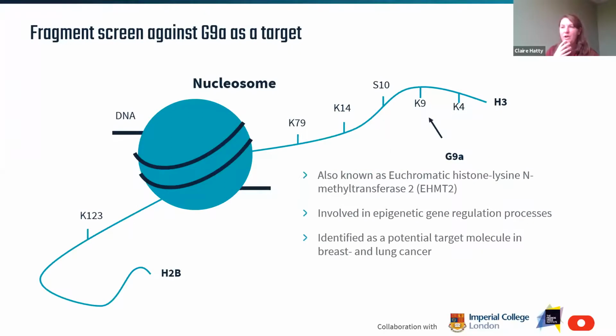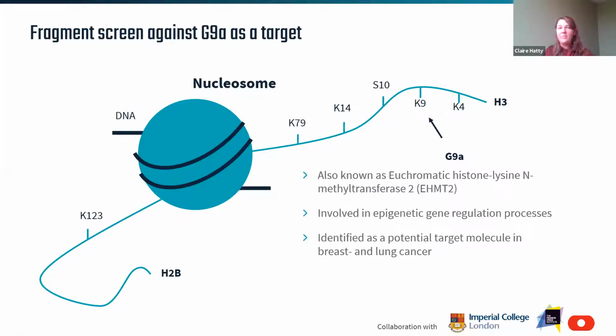So the first example that I want to show you is a fragment screen against the target G9A. G9A is a methyltransferase and is involved in epigenetic gene regulation processes. It's also been identified as a potential target in breast and lung cancer.